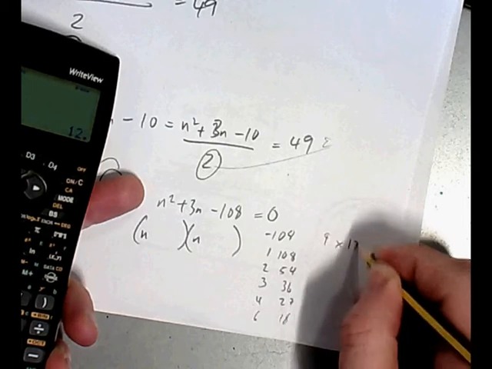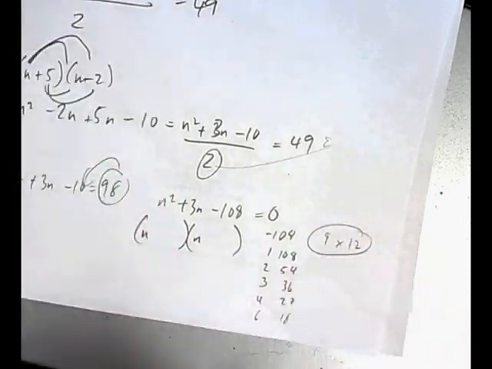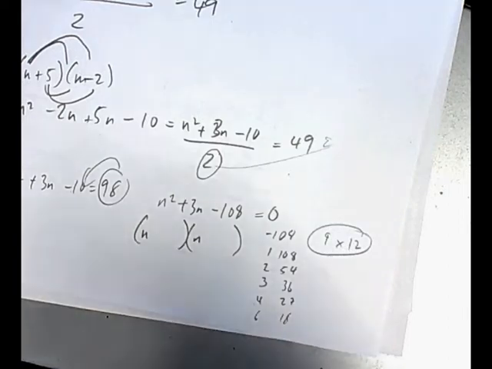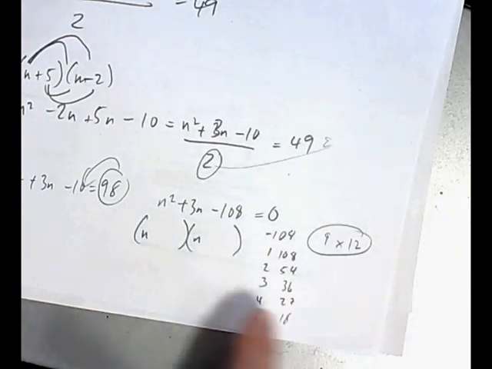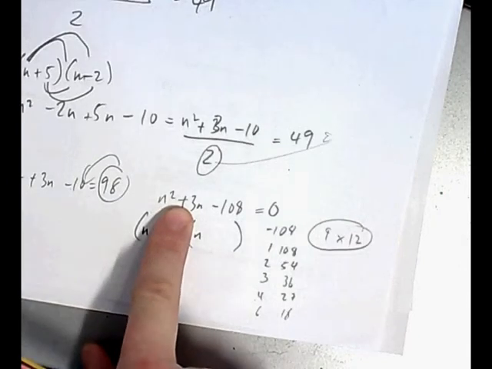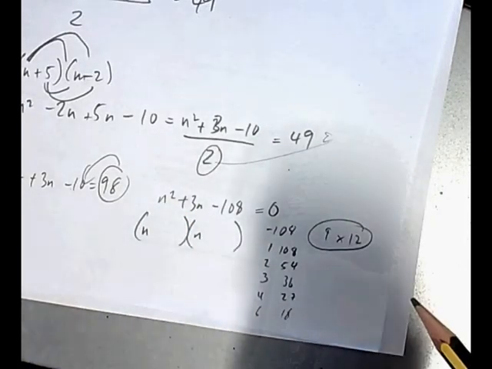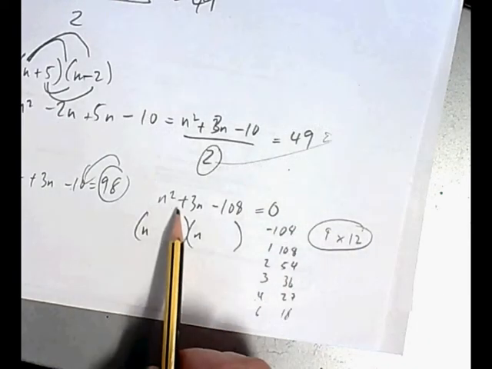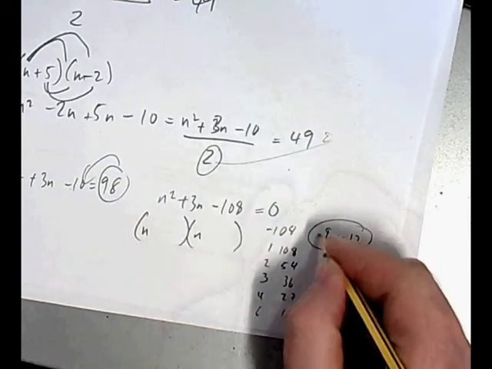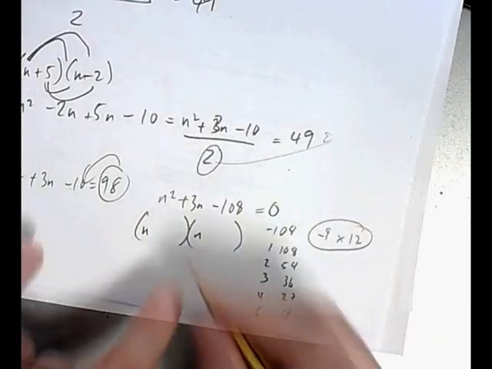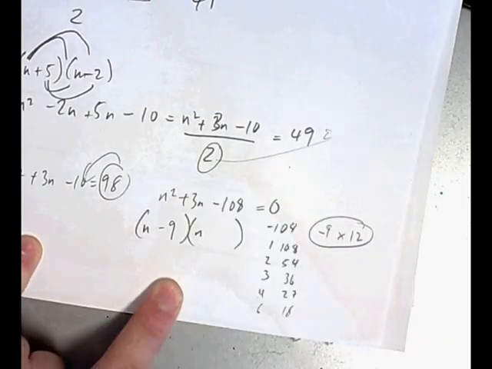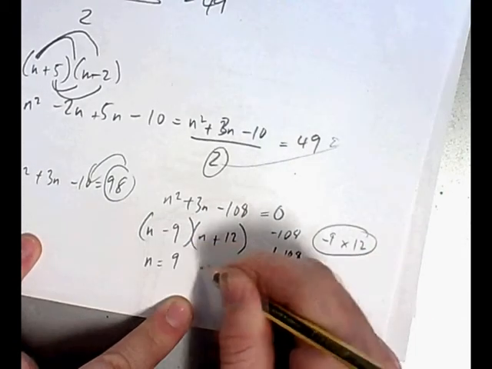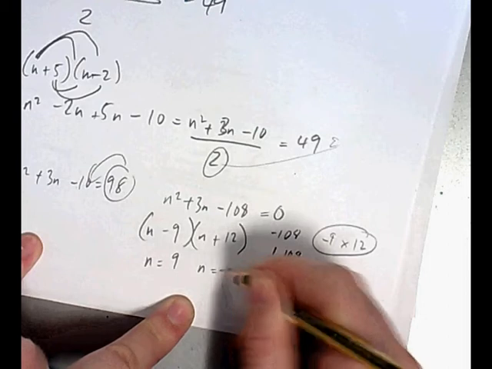Now I'm going to stop there because I've got a pair that work. Now I did say that it's probably going to be the 12 times table because I'm thinking about numbers I know. 9 times 12 have a gap of 3, which is good, that's what I'm looking for. Now one of them has to be a minus, but when they combine they have to make a positive. So that means that the smaller number has to be the minus. So I've got minus 9 and plus 12. That means n can be 9 or n can be minus 12.